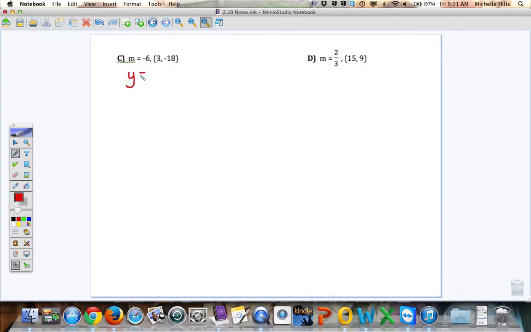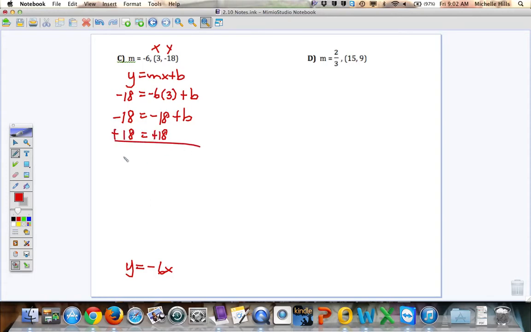So I go back to my y equals mx plus b. I know that my slope is -6, so my final answer is going to be y equals -6x to begin with. Inside my ordered pair, I have an x and a y. So -18 equals -6 times 3 plus b. So -18 equals -18 plus b, which means when I add 18 to both sides, and this doesn't happen all the time, it happens sometimes, as you can see, I get that the y-intercept is once again 0. So I'm not going to write a plus 0 out here. I'm just going to say y equals -6x.